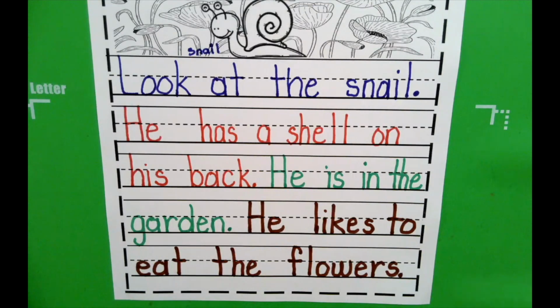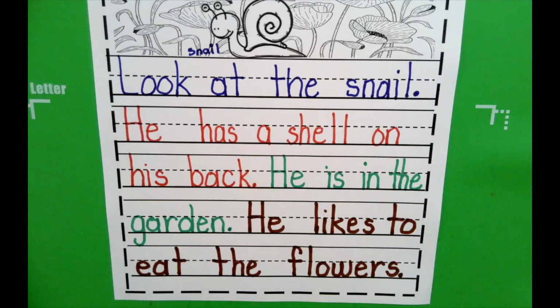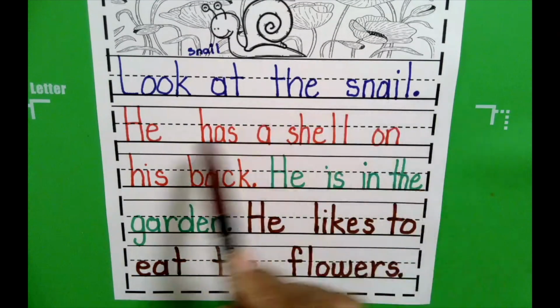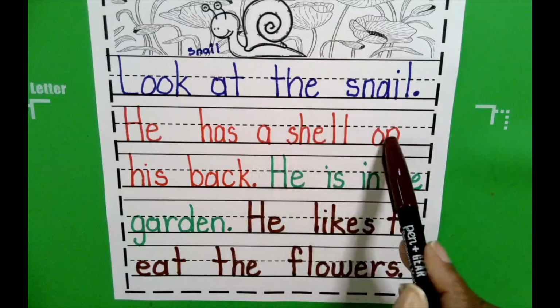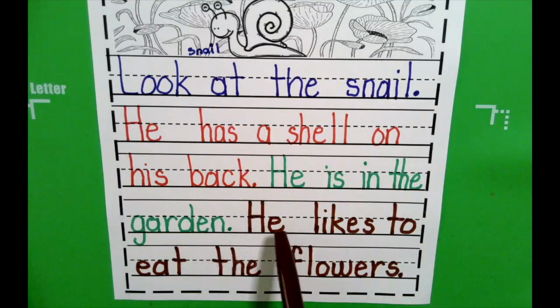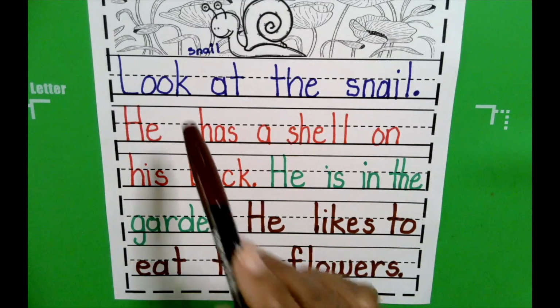Now, we're going to read it before we start to color our picture. Remember, you're listening. I want you to see how well it sounds. Look at the snail. He has a shell on his back. He is in the garden. He likes to eat the flowers. Very good. Okay, now it's time for you to read with me.